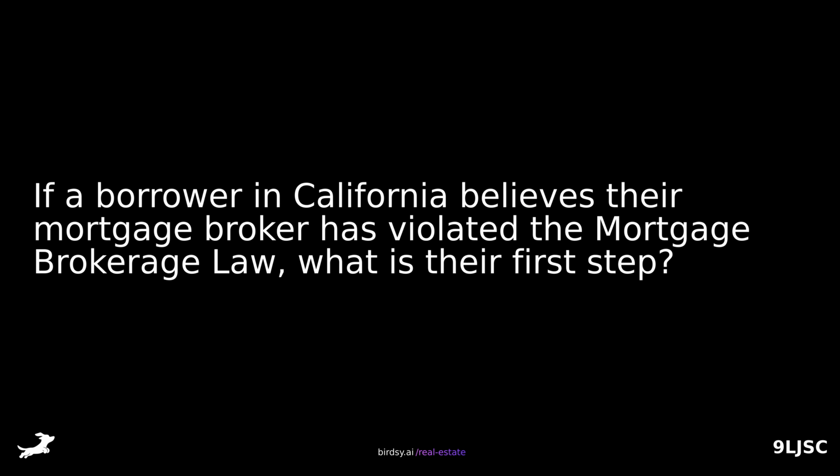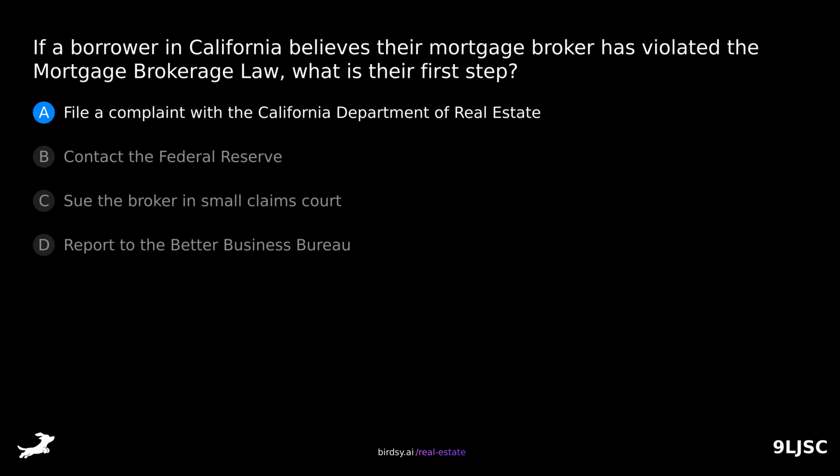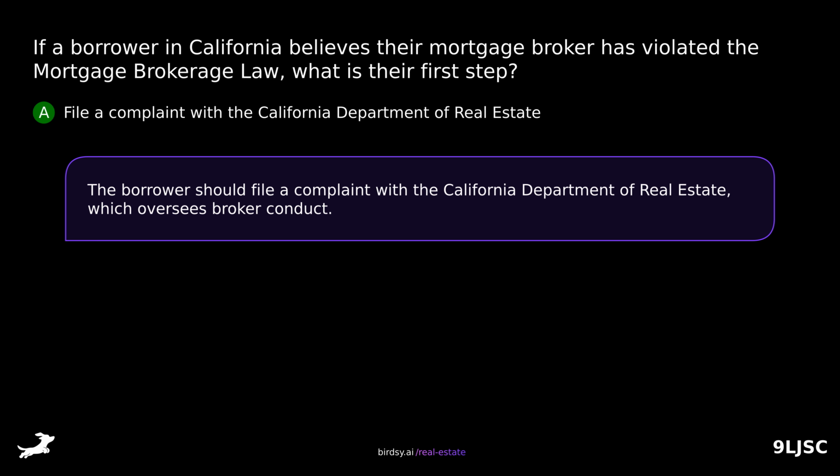If a borrower in California believes their mortgage broker has violated the mortgage brokerage law, what is their first step? Is it A, file a complaint with the California Department of Real Estate? B, contact the Federal Reserve? C, sue the broker in small claims court? Or D, report to the Better Business Bureau? The answer is A, file a complaint with the California Department of Real Estate. The borrower should file a complaint with the Department, which oversees broker conduct.